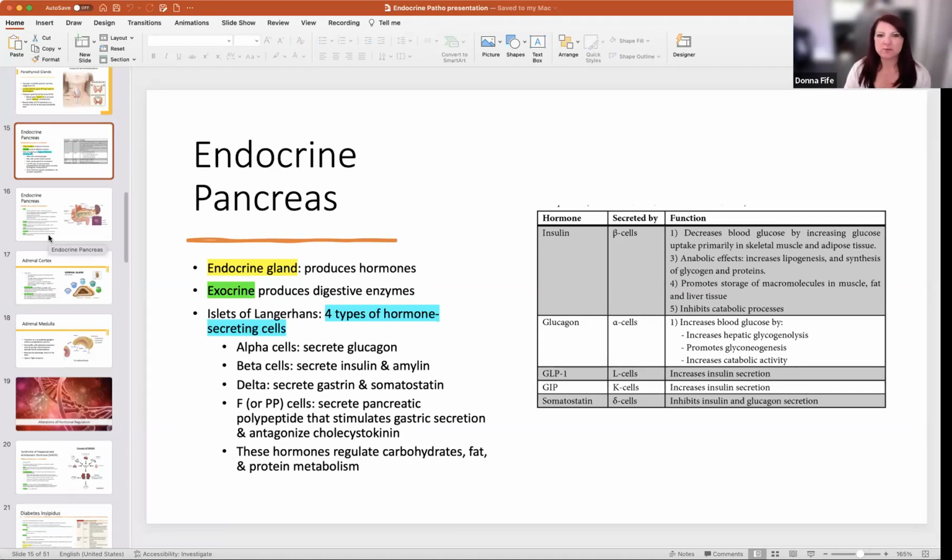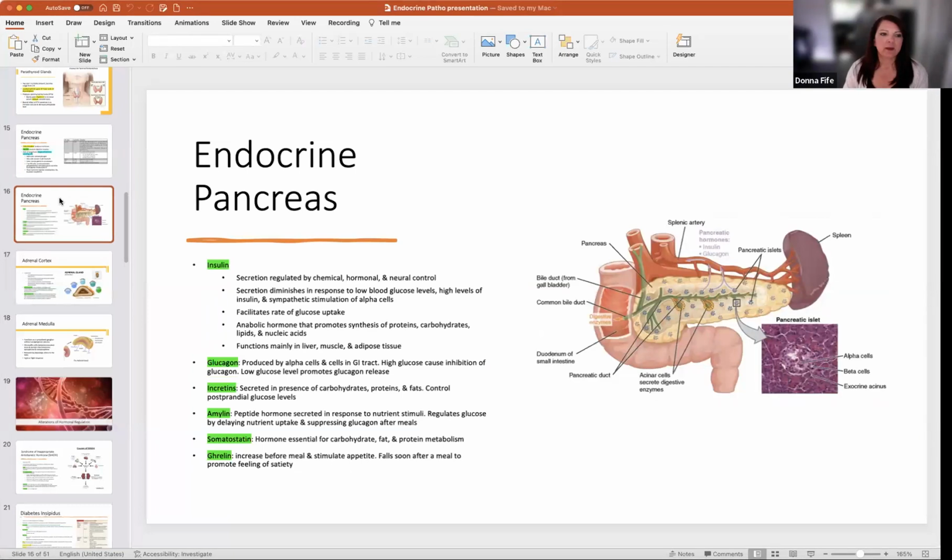We have alpha cells, which secrete glucagon; beta cells, which secrete insulin and amylin; delta cells, which secrete gastrin and somatostatin; and F or PP cells, which secrete pancreatic polypeptide that stimulates gastric secretion and antagonizes cholecystokinin. These hormones regulate carbohydrate, fat, and protein metabolism. And this chart is just the different functions and the cells involved there.